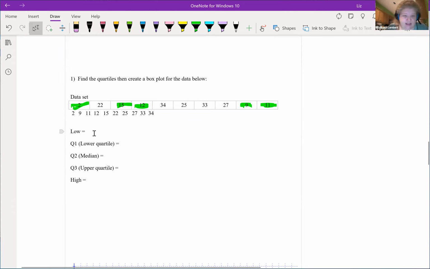Well, we can see at least the low value is 2. And the high value is 34. All right, our median. Let's switch colors. So since there are 10 values, there's our middle point, 15 to 22. 18 and a half.